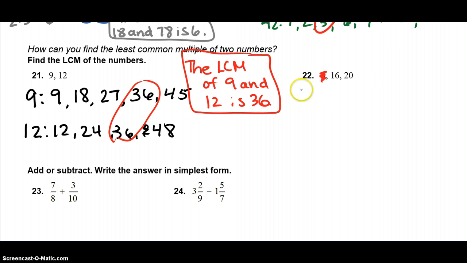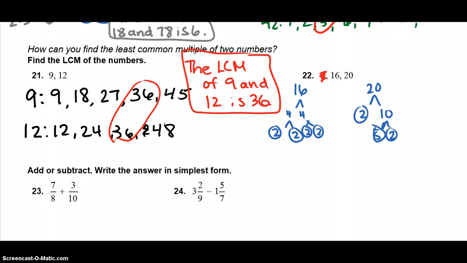So I'm going to do a factor tree of 16. 4, 4, 2, 2, and 2. So I factored 16 down. I'm going to factor 20 down using a factor tree. 2 and 10, 5 and 2. So what I'm going to do now is list their prime factorization. 16 is 2 times 2 times 2 times 2. 20 is 2 times 2 times 5.